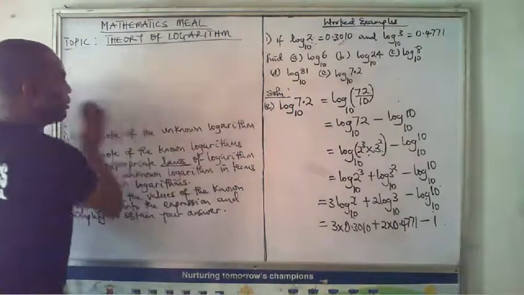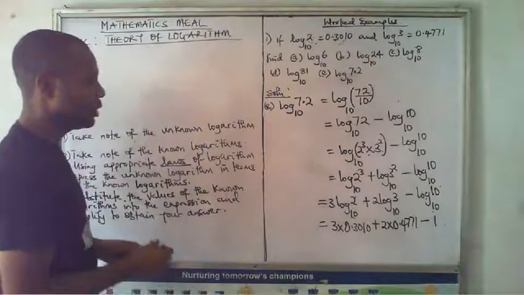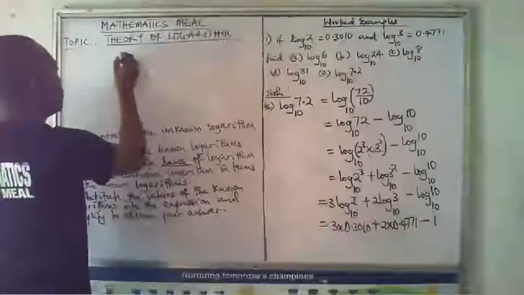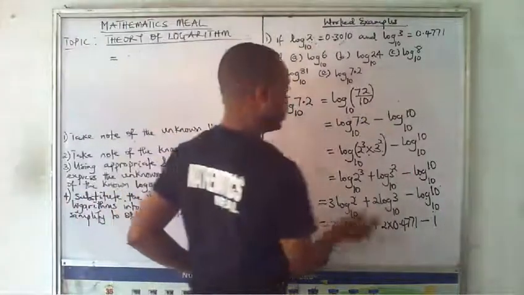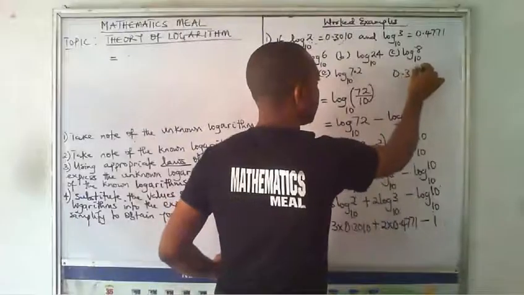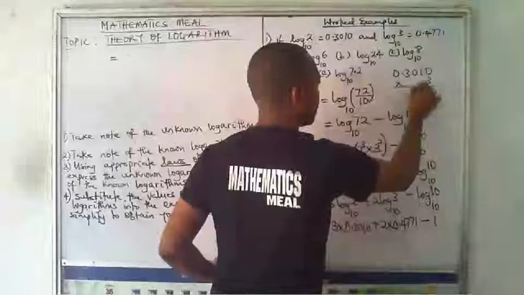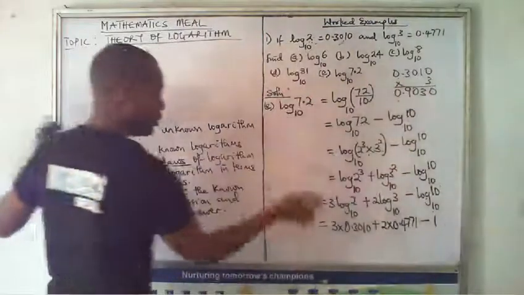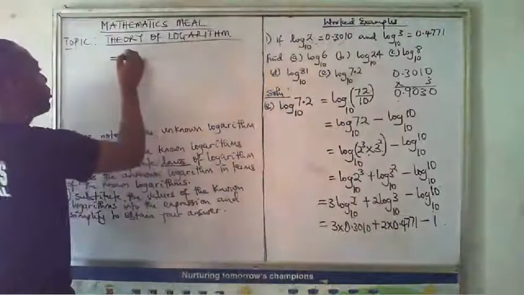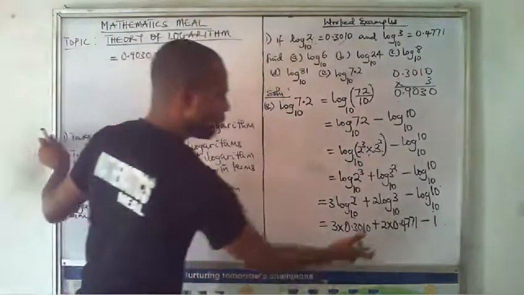We can leave our steps. We can still clean it. So we're almost done on this. So if we multiply, let's carry out our multiplication here. 0.3010 times 3. This is 0, this is 3, this is 0, 9, and that's 0. So the whole of this now will become 0.9030 plus. What is this one?